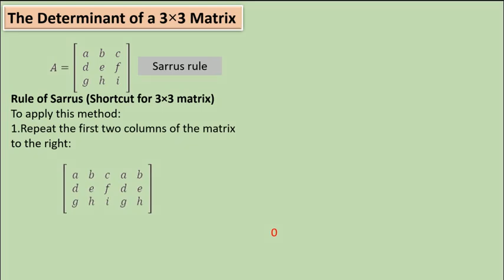Repeat the first 2 columns of the matrix to the right. Now, if you look at this, this is the original matrix we have here. Then we're going to repeat the first 2 columns of this matrix. We're going to write that first 2 at the back of the last column of the original matrix. Is that clear? Having done that, we are now going to draw our arrows. All the diagonals that complete 3 numbers, we are going to take them. The arrows pointing down from left to right are negative.